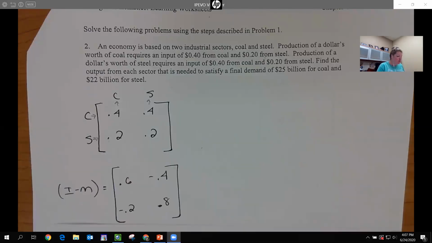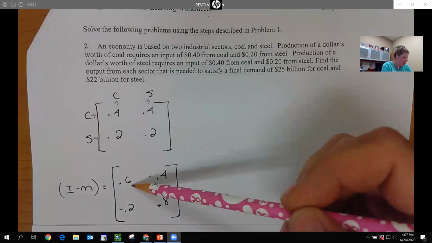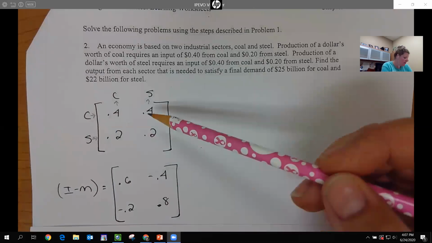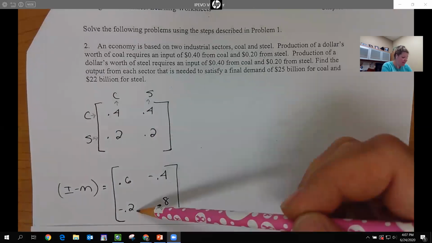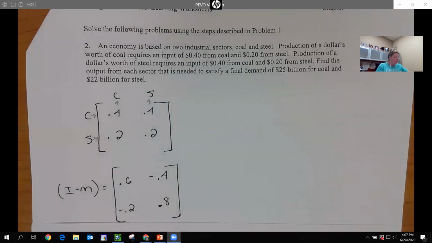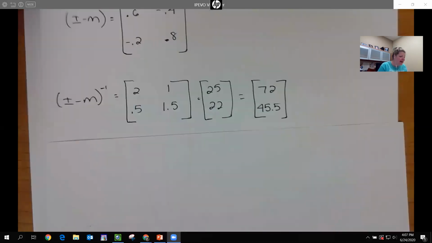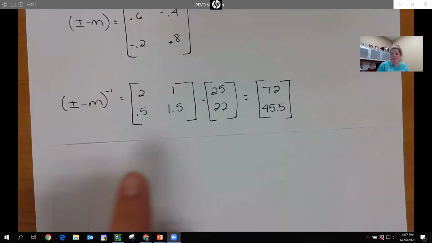Would be to subtract the identity matrix off. So identity minus this. So 1 minus this is this. 0 minus this is this. 0 minus this is this. 1 minus this is this. So I subtracted off the matrix from the identity. What would be next would be to find the inverse.